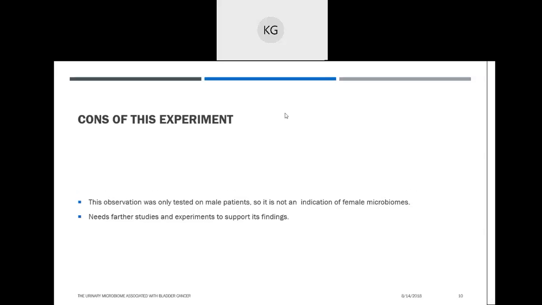Some cons of this experiment were that all participants in this observation were male. There were no females, which means it's not a good indication of female microbiomes. And this study needs further studies and experiments to support its findings.